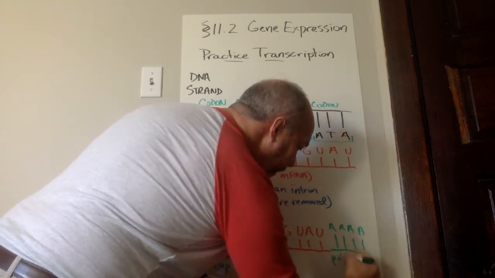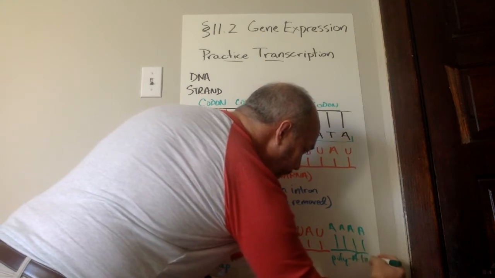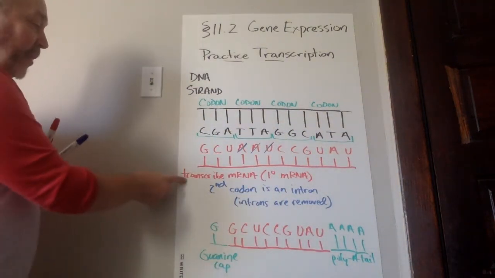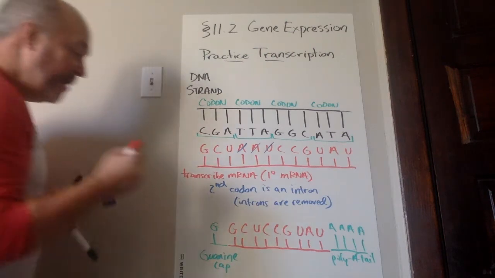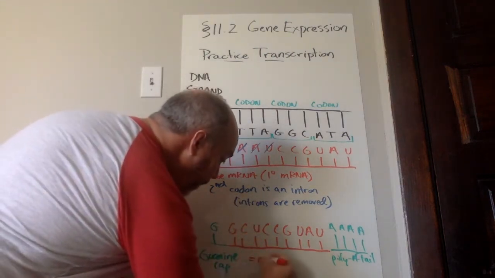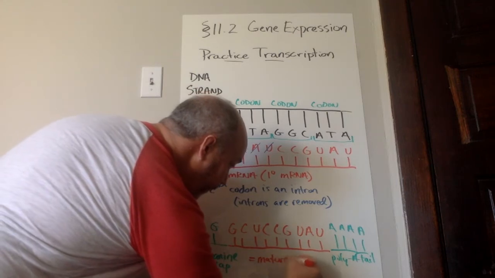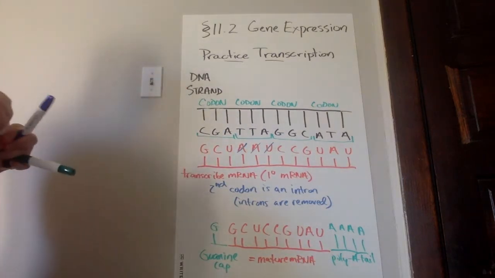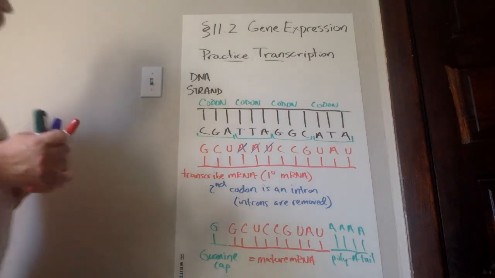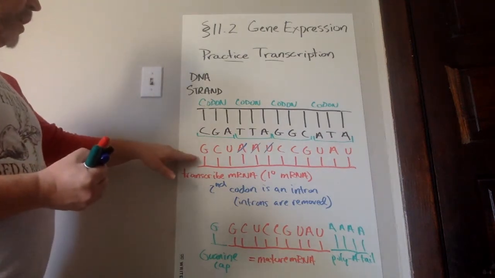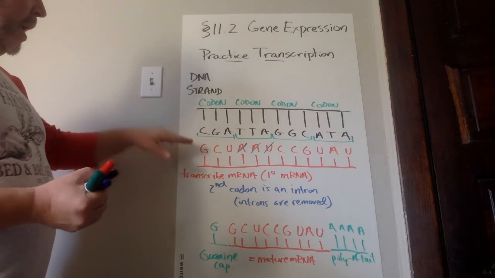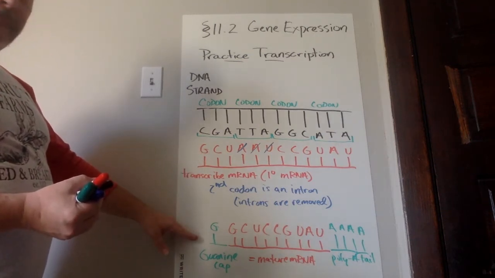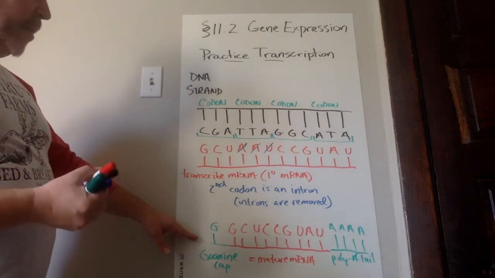And this is my poly-A tail. I have now taken my transcribed mRNA and I have made a mature mRNA. So transcription will first make a transcribed mRNA. A transcribed mRNA will then be converted into a mature mRNA.